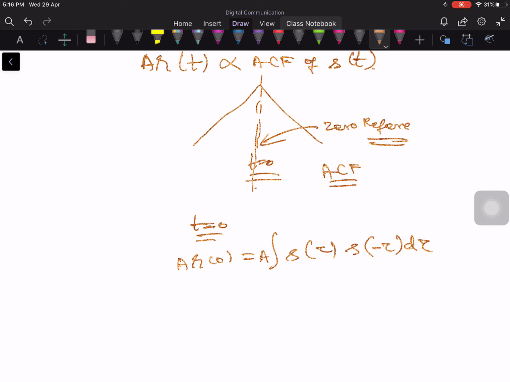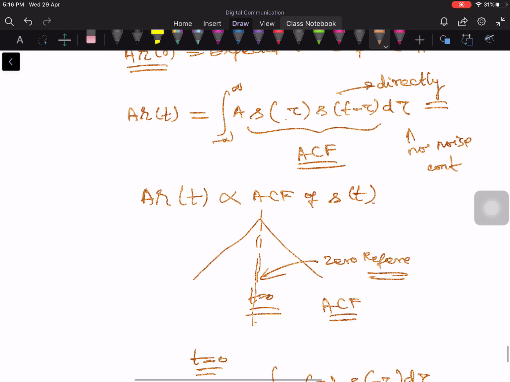So for the matched filter, for the situations where the input contains only the signal, it will produce an output which is nothing but the autocorrelation function of the input signal, because the impulse response is matched to the same signal. So that's why it is called autocorrelation. Why is it called autocorrelation? Say this s of t is matched with the same signal s of t. That is why this is called the autocorrelation function.